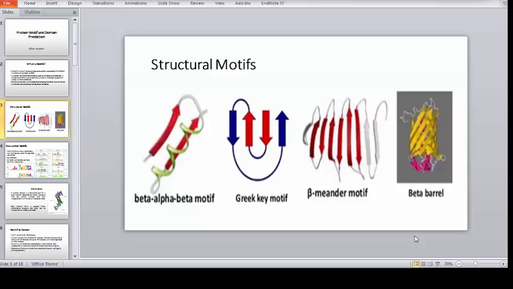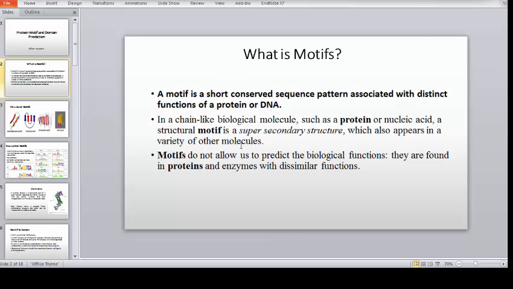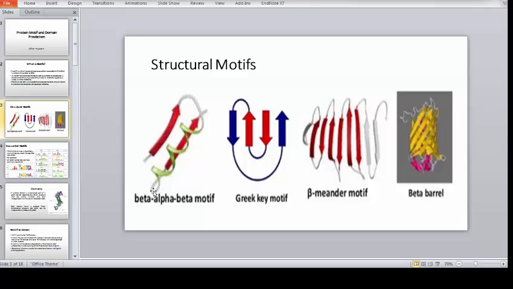So by combining these secondary structures, they can form a super secondary structure, which is called a motif. For example, in this case we have beta sheet, alpha helix and beta sheet. These three secondary structures are combining and forming a super secondary structure, which is called a motif.